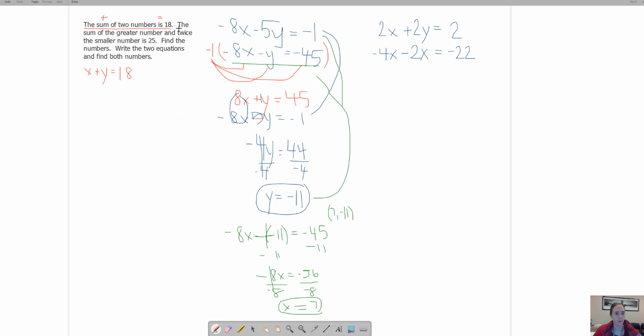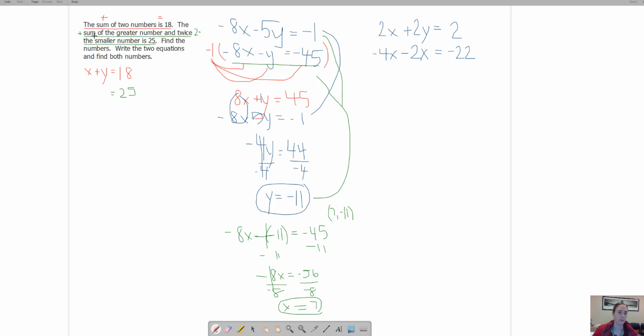So then the second part says the sum of the greater number and twice the smaller number is 25. Okay, so again, we're adding two things together. That's the sum. Twice means two times. So we're doing 2 times something. And then the is means equals. So whatever we're doing here, we know that it's going to equal 25.